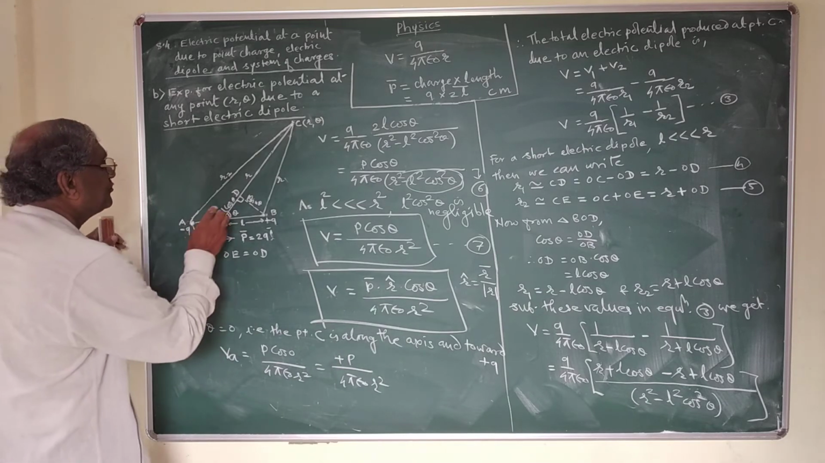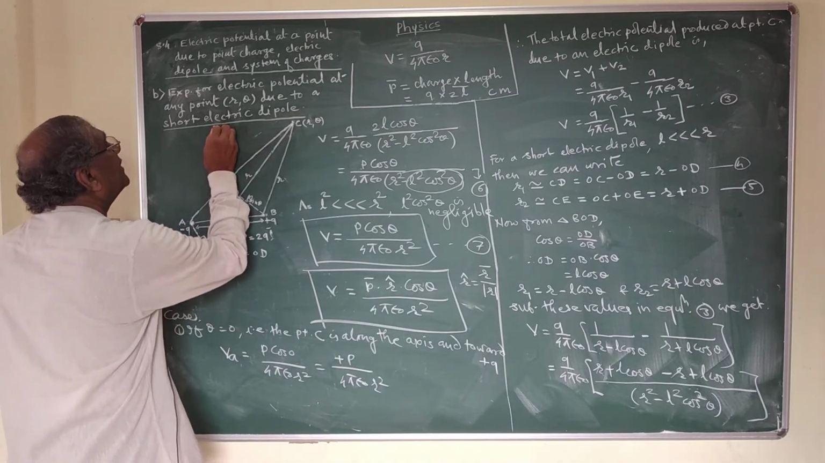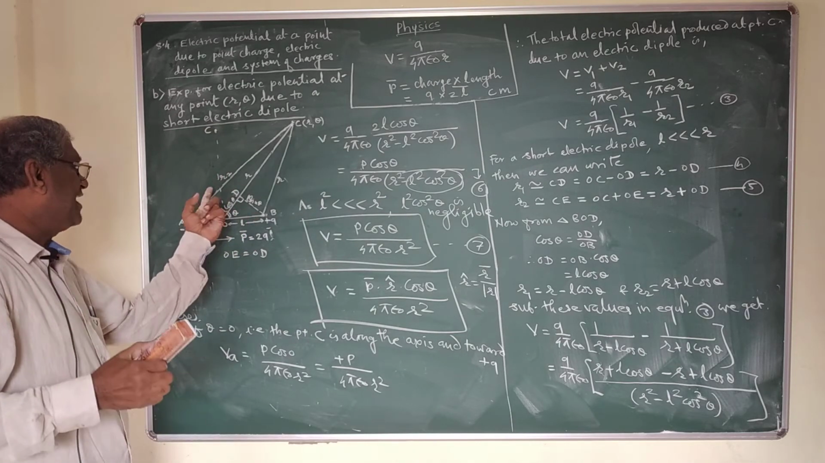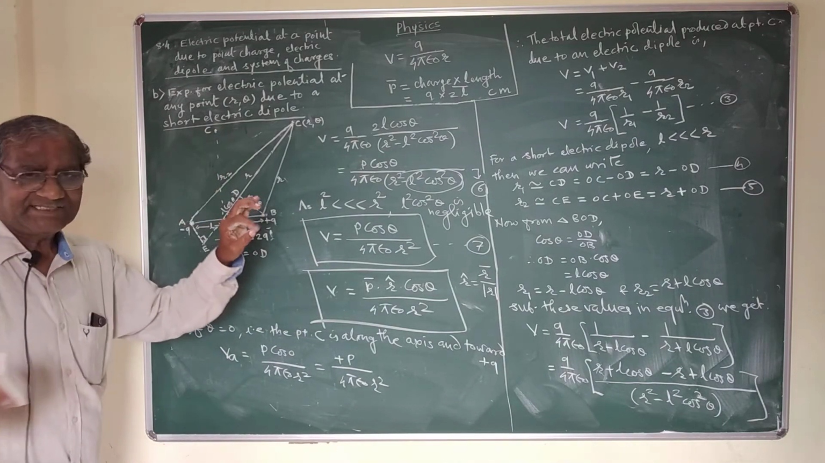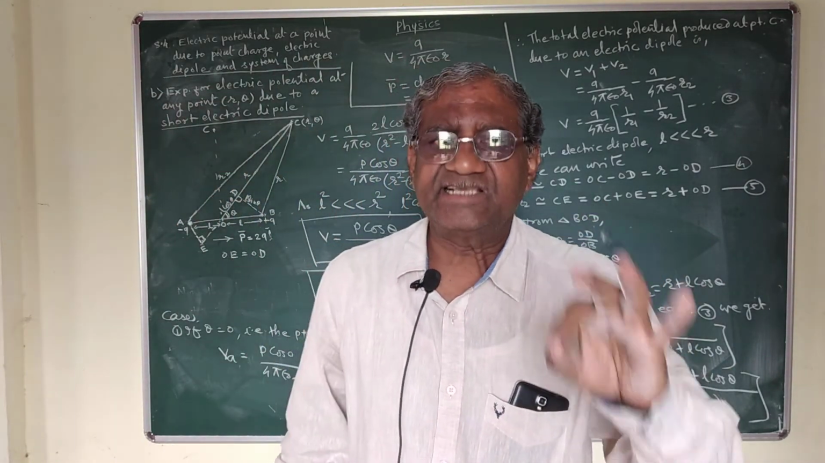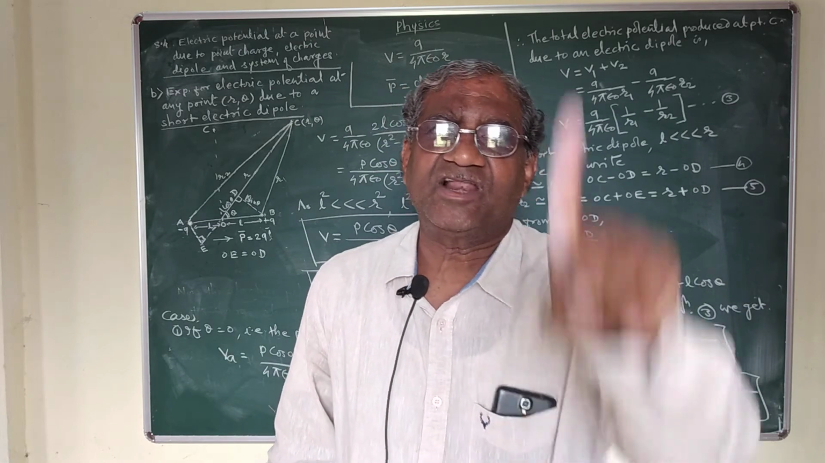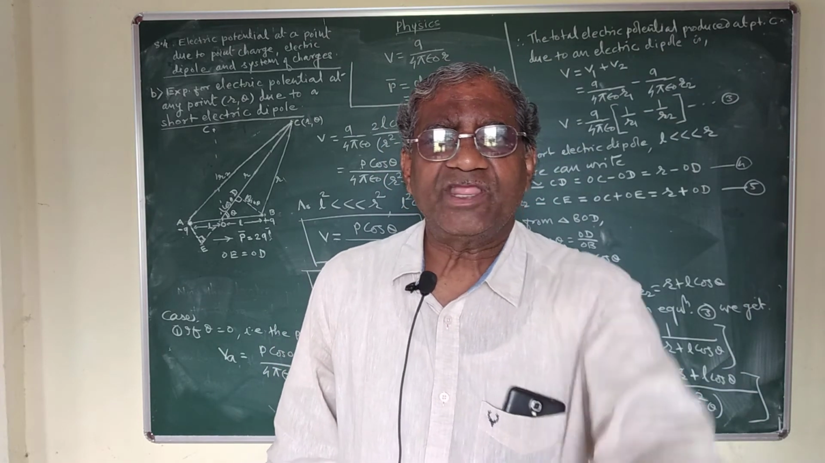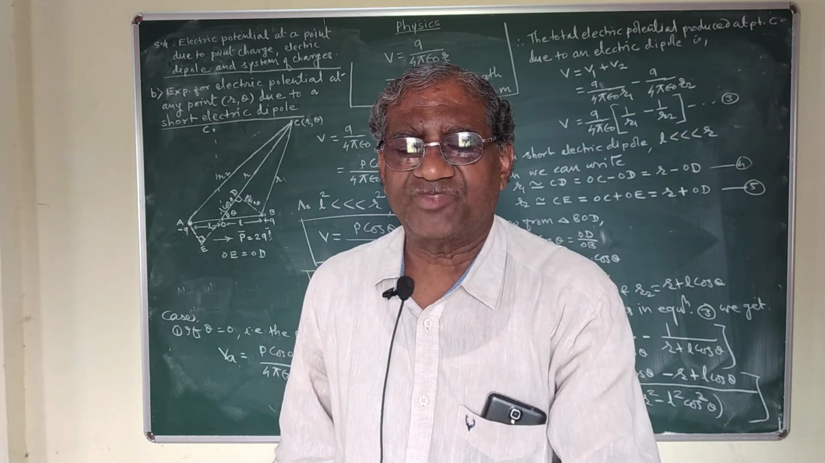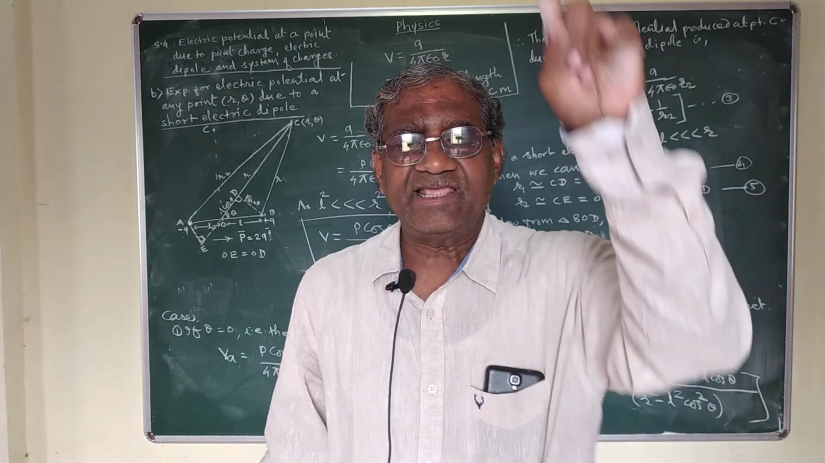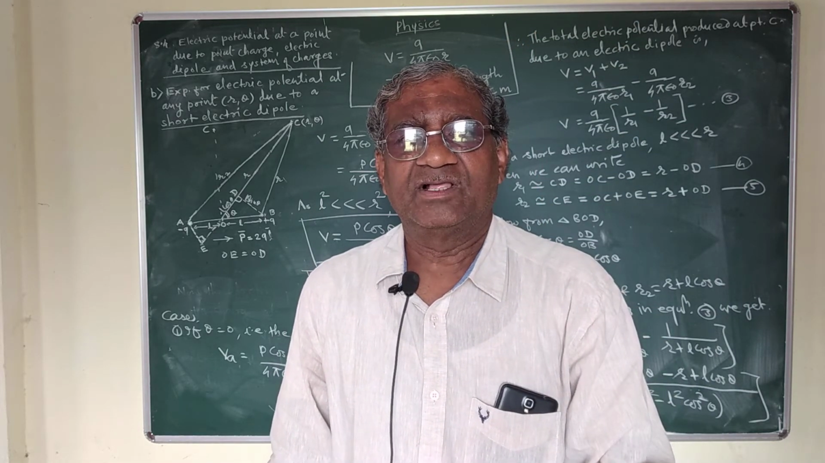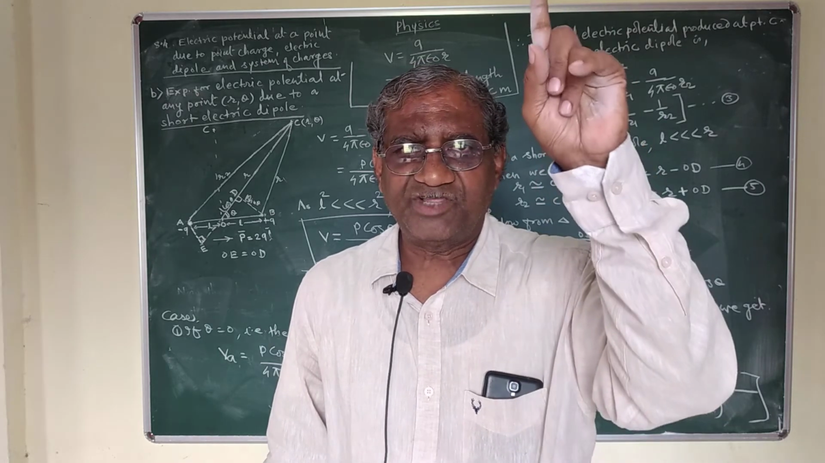Now if the point C, if theta is equal to 90 degree, this indicates that the point C is situated along the equator of the dipole. The equatorial line is the perpendicular bisector of the axis of the dipole. This line, the perpendicular bisector of the axis of the dipole, is called the equator of the dipole.